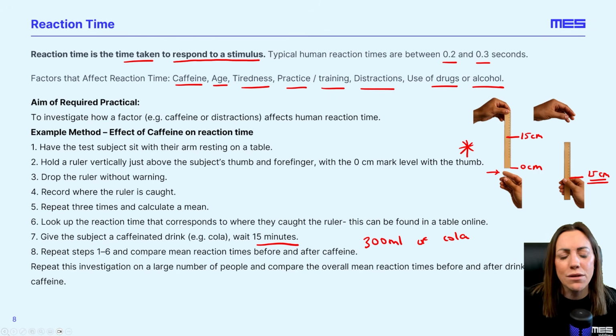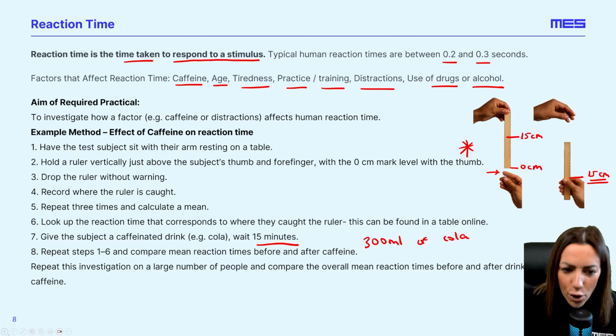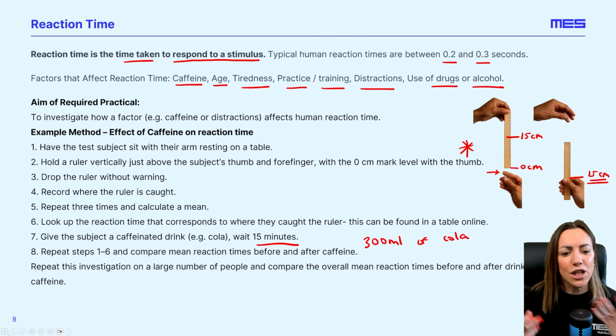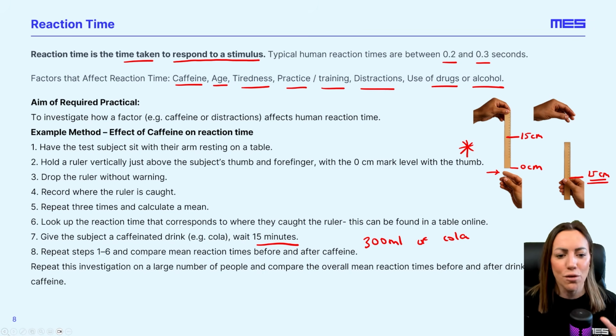Now, should you just do this with one participant? No. Ideally, the more people you do this on, the better. And this is true for any investigation. The more repeats, the better. So any investigation you're planning when you're using people, participants, you would talk about doing this on a large number of people. You could do it on every single person in your class.